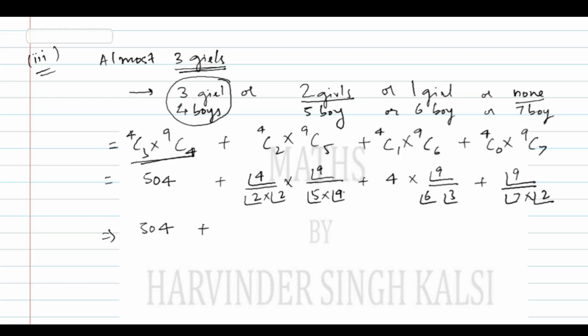This on solving would give us 756. This is going to give us 336, and this will be equal to 36. Okay. The calculations are very simple, so I'm just writing the values. Okay, and on totaling, I'm going to get this as equal to 1632. So this many ways are there for selecting a committee.